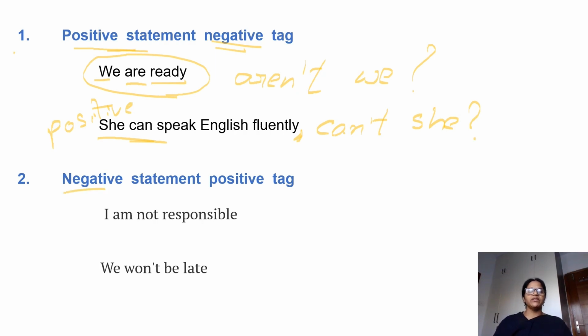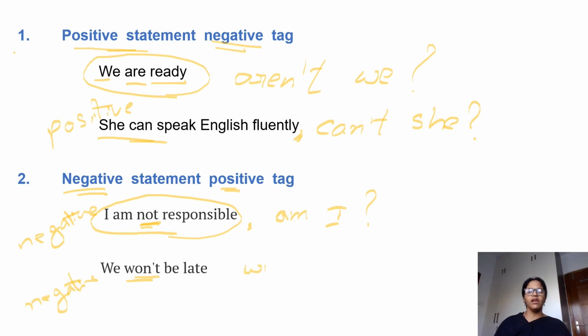Next rule is negative statement, positive tag. I am not responsible. Here the statement is negative and we need a positive tag: am I? We won't be late. It is a negative statement and the tag needs to be positive: will we? Hope you understood this rule: positive statement, negative tag, and negative statement, we should form a positive tag.